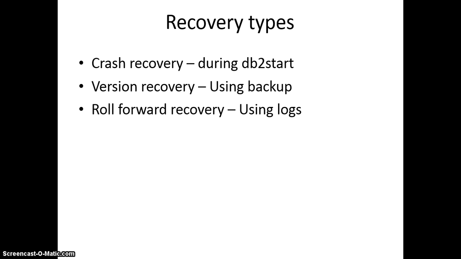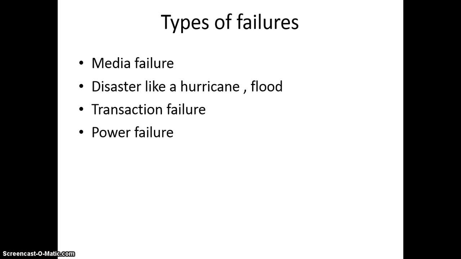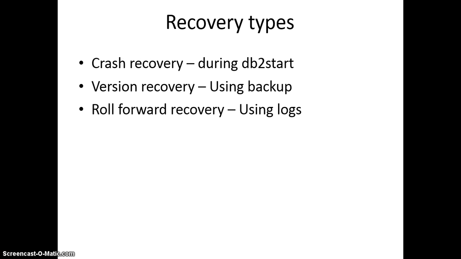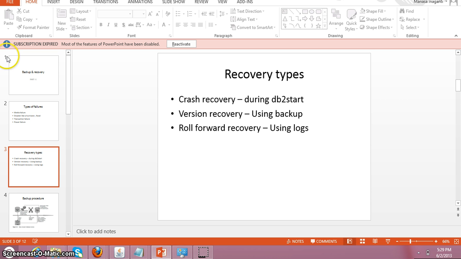So there are three types of recovery, that is crash recovery, which is done automatically by DB2 at the database activation, and then the version recovery, which is done using the backup images, and then the roll forward recovery, which is done using the backup and transaction logs. So these are the types of failures, and these are the types of recovery. So let me give you a real-time scenario.